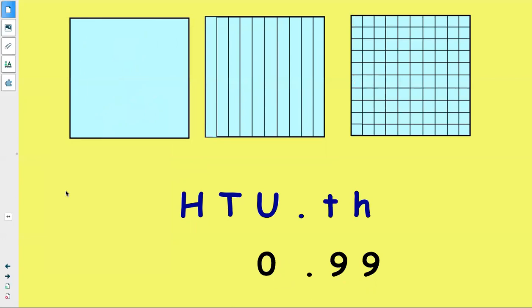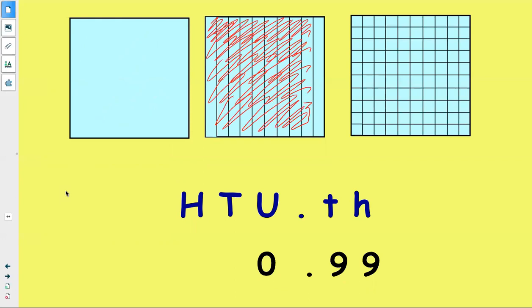Okay, and how would I represent 0.99? What would it look like pictorially? 9 of these would be shaded in, and then 9 of these would be shaded in. Okay, so that's 0.99. If I look at this little box at the end here, and I was to add on 1 more hundredth, how would that look in decimal form?